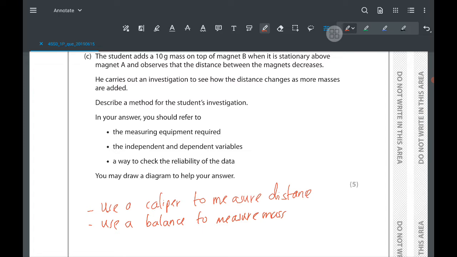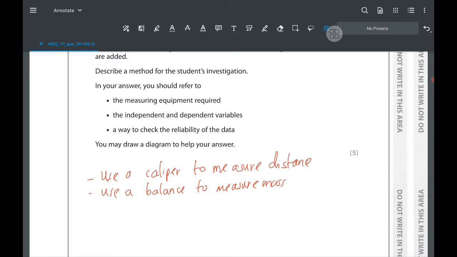Then they are looking for the independent variable. Independent variable means what we are changing, so in this experiment the independent variable is the amount of mass added. Then the dependent variable is the distance between magnet A and magnet B.